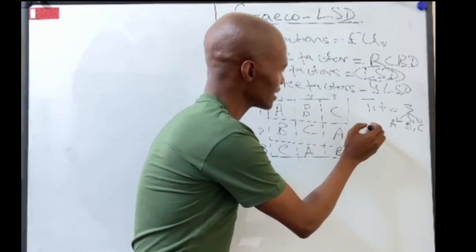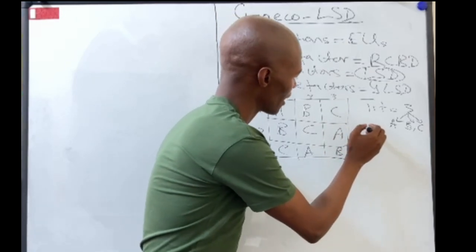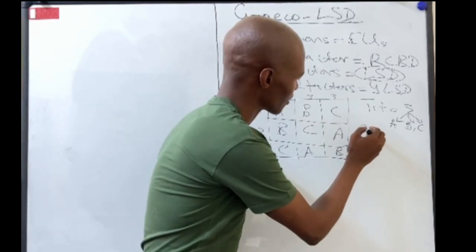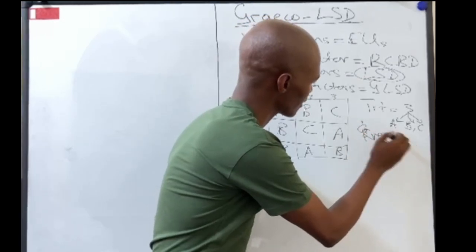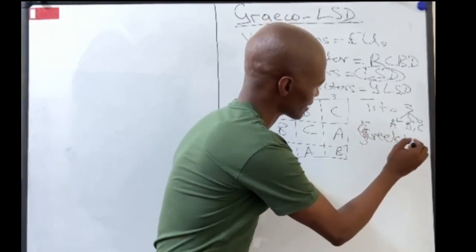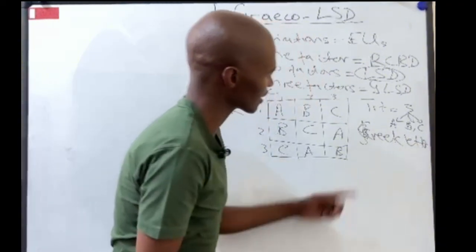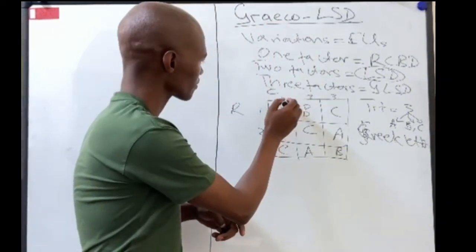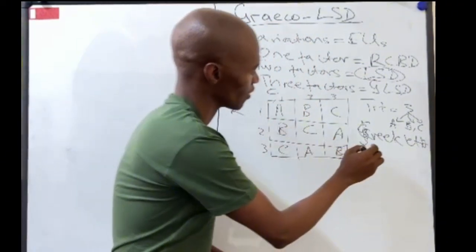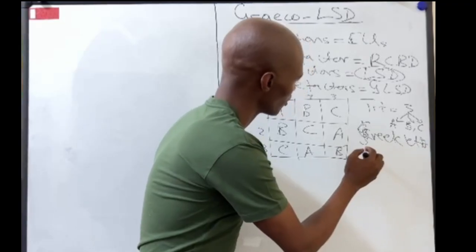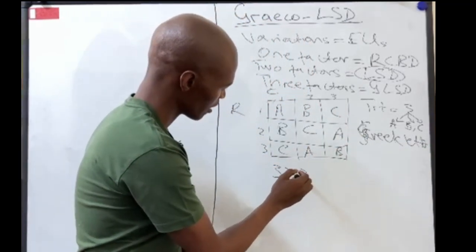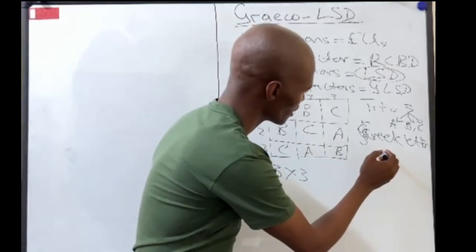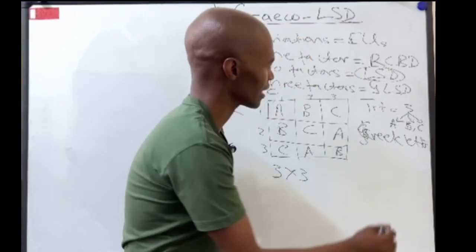But now, in this Graeco design, we also apply the Greek letters. We have to apply the Greek letters in our blocks. Since this is 3 rows by 3 columns, we need only 3 of our Greek letters.